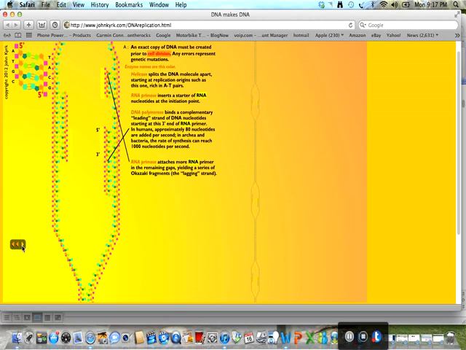In humans, approximately 80 nucleotides are added per second. In archaea bacteria, the rate of synthesis can reach 1,000 nucleotides per second. RNA primase attaches more RNA primer in the remaining gaps, yielding a series of Okazaki fragments, or the lagging strand.